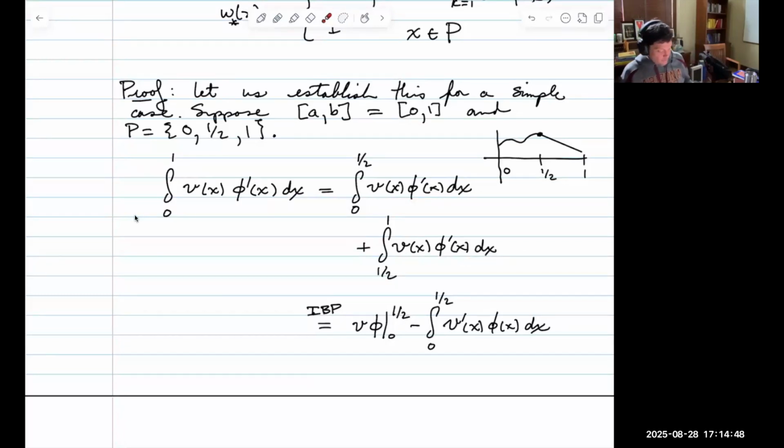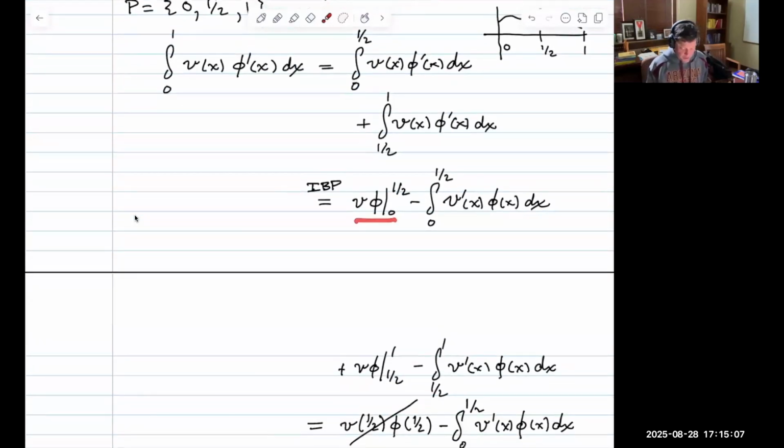Why can I do that? Well, because this is a classically differentiable function on these subintervals. Okay, so no problem doing that. I'm going to use integration by parts on this guy and that guy separately. If I do that, then my usual classical integration by parts formula says that I'm going to get boundary terms plus a new, what I'm going to call volume integral. But the derivative bounces from phi over to v, and I gain a minus sign, right?